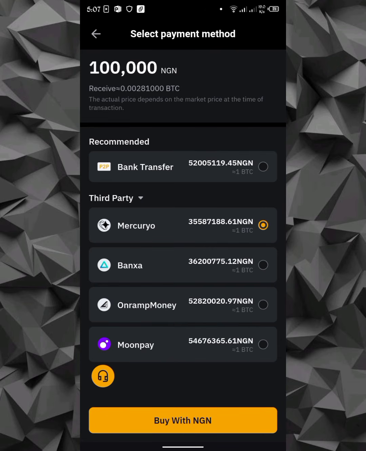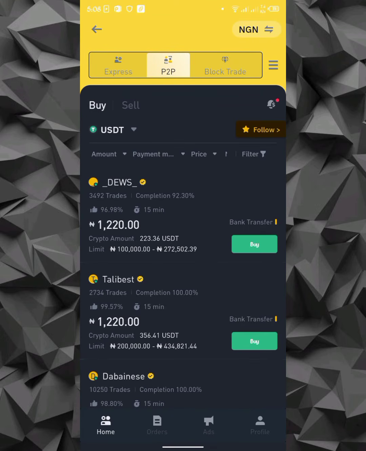Now, let's move straight to the P2P section and sell 0.00281 BTC and see how much you are going to be making. Don't forget, 100,000 naira is the capital. Alright guys, so I'll be using the Binance P2P to explain this. You can also sell on the ByBit P2P. I'm just going to be using Binance P2P because their interface is better to explain this process.